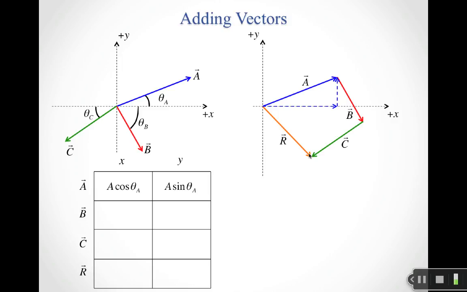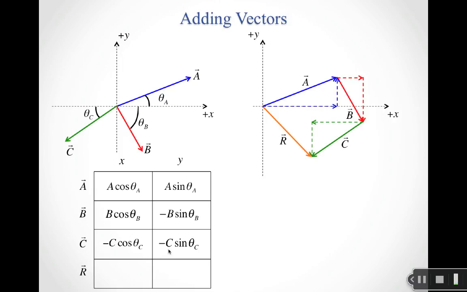And so what I can do now is break each vector up into its components. Vector A breaks up into A cosine theta A, A sine theta A, given my choice of coordinate system, x component positive, y component positive. Vector B is going to have a positive x component but now a negative y component. So again, here's B cosine theta B, minus B sine theta B. And then vector C is going to be negative x, negative y, because it points back to the left and down. So negative C cosine theta C, negative C sine theta C.